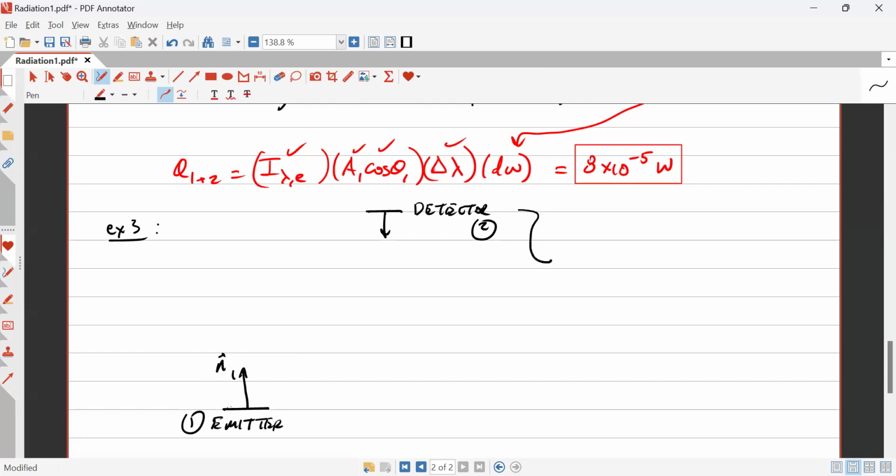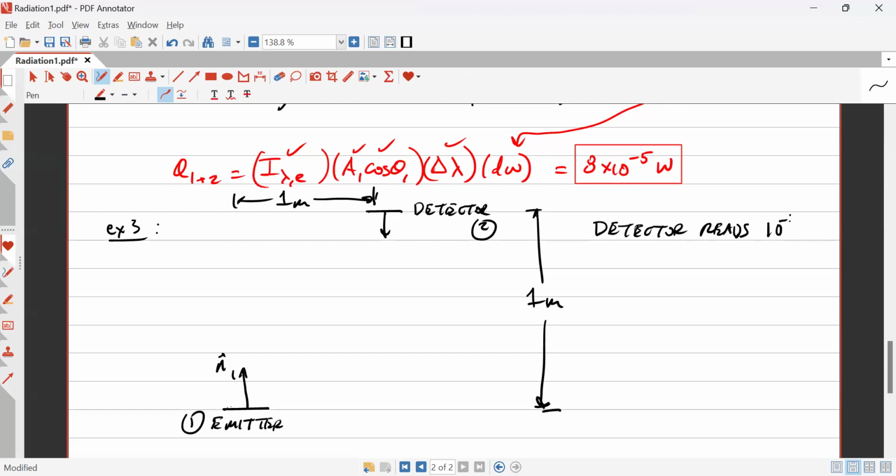And this distance here, look out for that again. So between here and here, 1 meter. And then between here and here, also 1 meter. Okay, so here we go. The detector reads 10 to the minus 10 watts from the emitter.